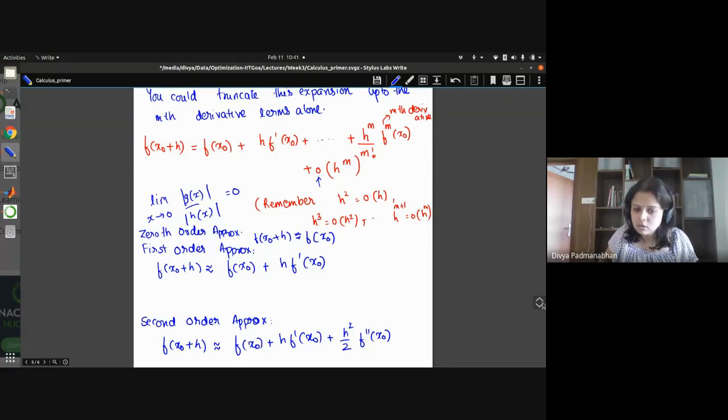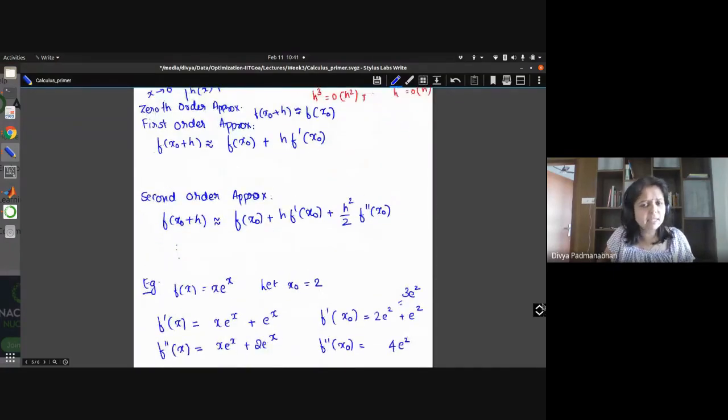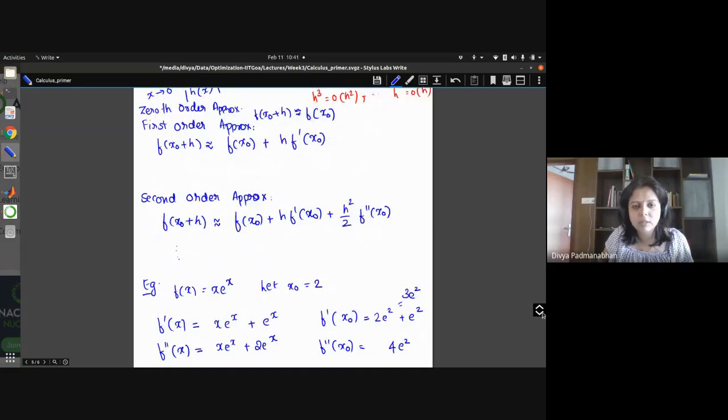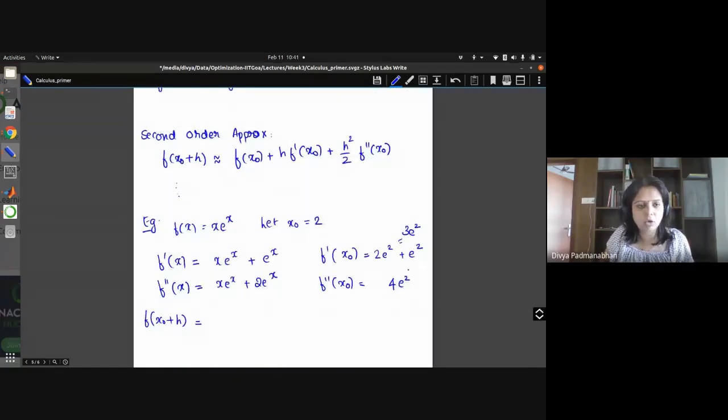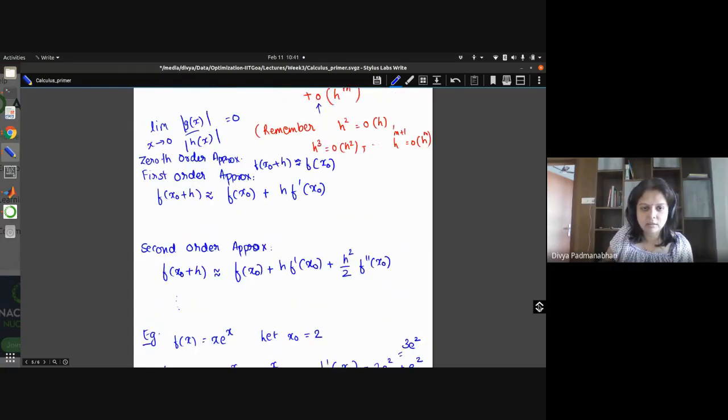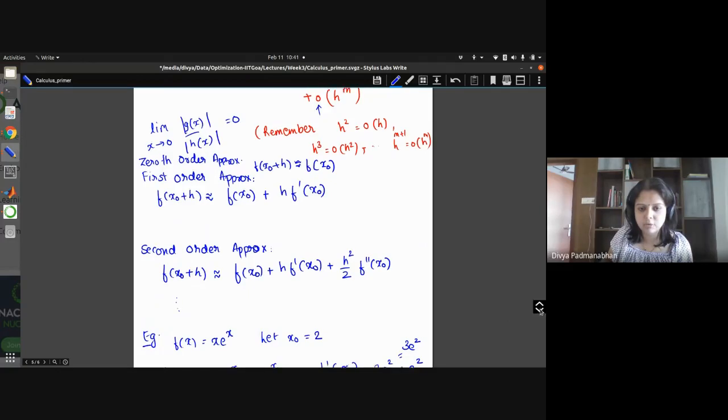Let's take an example for this, and we'll also see what these functions look like. I'm looking at the function x e power x, and let's say x naught is 2. Around the point 2, I'm trying to see how the function looks. Let me try to construct the zeroth, first and second order approximations.